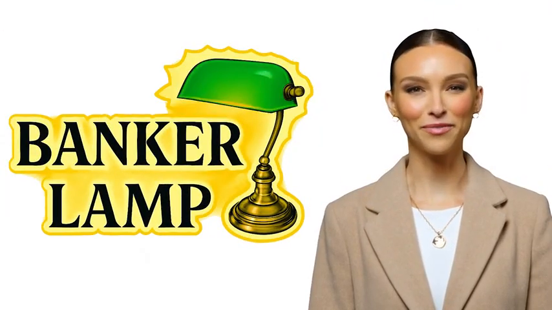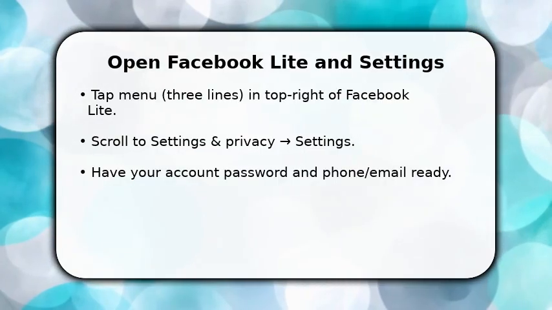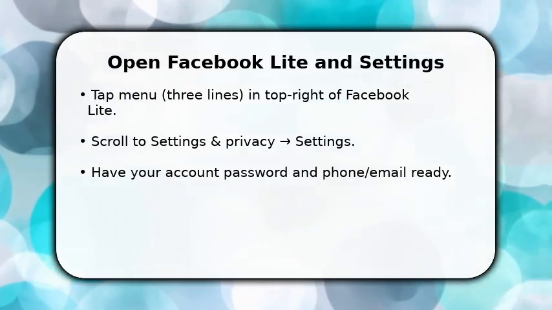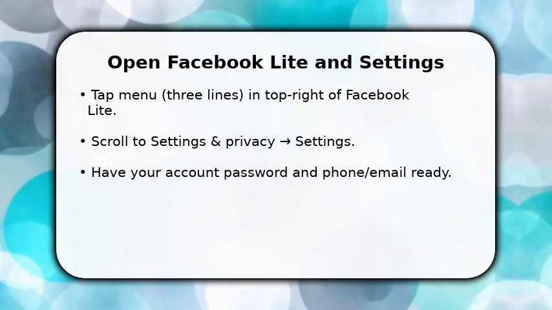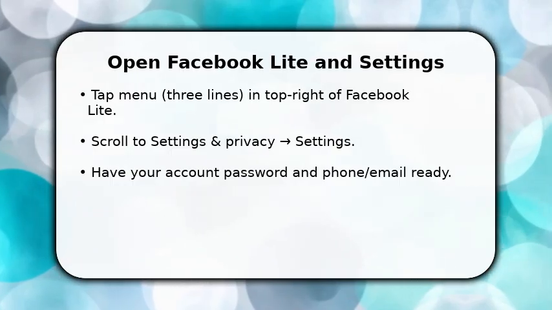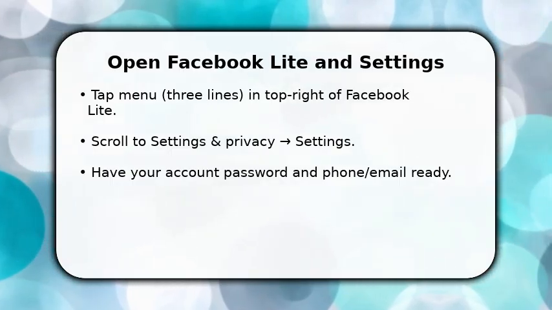Please enjoy the video. You open Facebook Lite and go straight to Settings so we can remove two-factor fast. Tap the menu icon in the top right, then choose Settings and Privacy and tap Settings. Once inside, look for Security and Login. This is where two-factor lives.